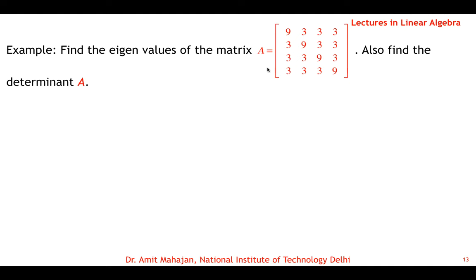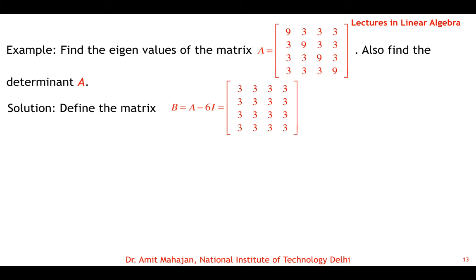So what we have to do is subtract or add some multiple of the identity such that the diagonal elements and non-diagonal elements become same. So if I rewrite another matrix B as A minus 6I for this example, then this will convert this matrix into the matrix of 3 3 3. Because A minus 6I means that the diagonal elements are subtracted by 6, so 9 minus 6 is 3 everywhere.